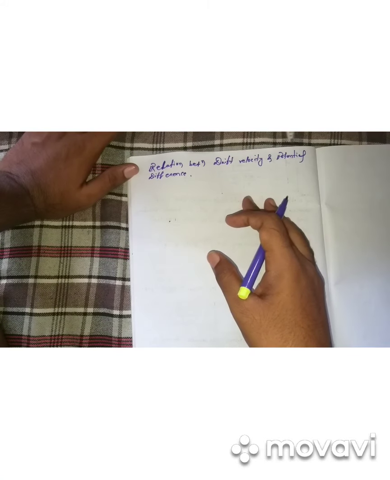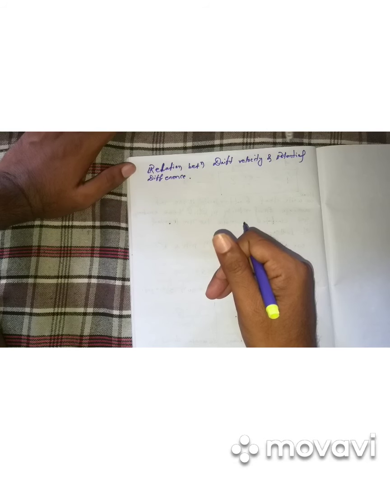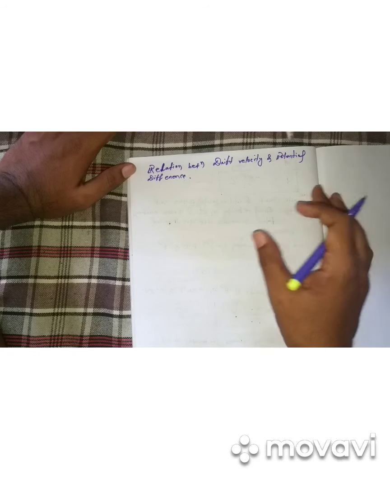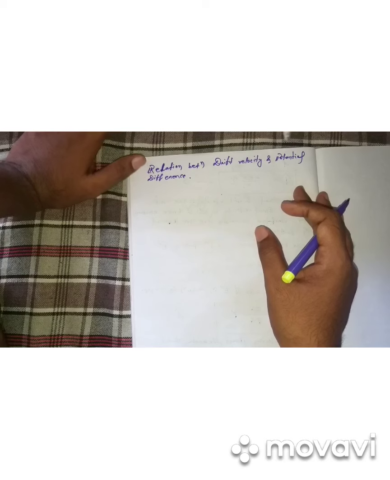Good evening, student. Today I will discuss the relation between drift velocity and potential difference. Already I have discussed drift velocity. What do you mean by drift velocity? Drift velocity is the net average final velocity with which the free electrons move toward the positive terminal of the battery. Clear?